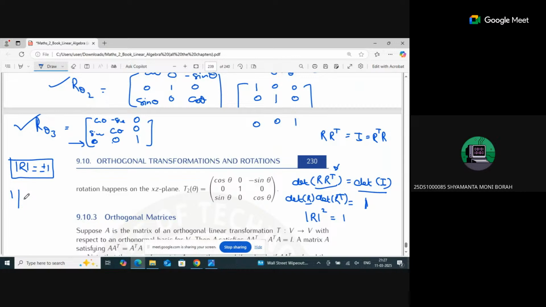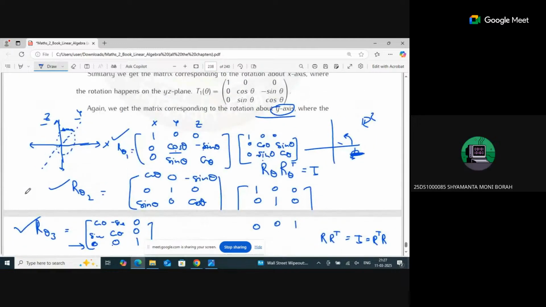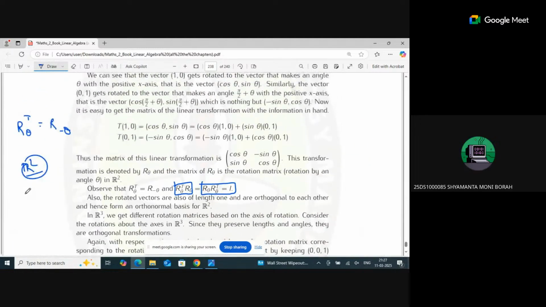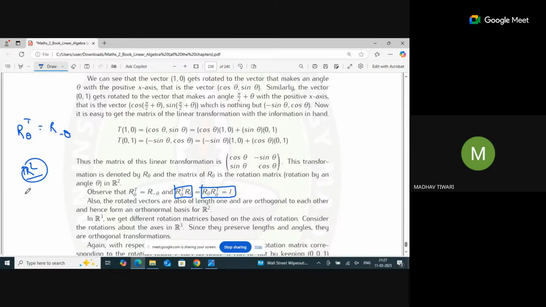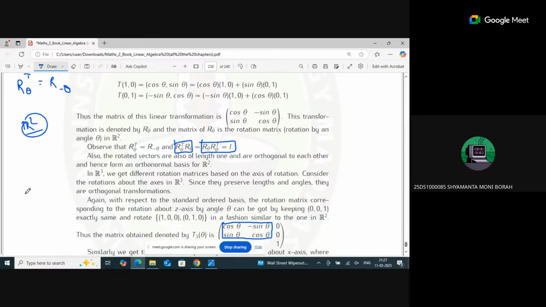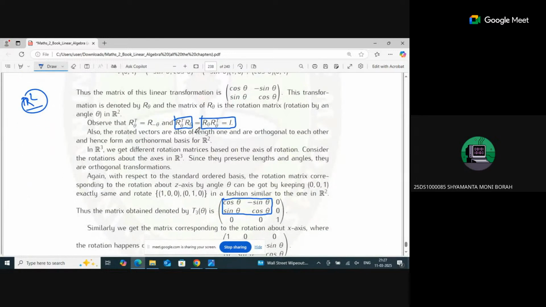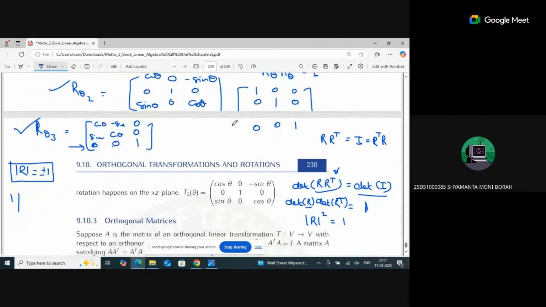Sir, just a second. Even in the case of, for example, a 2 by 2 matrix, then also determinant of R equal to plus or minus 1 is applicable, right? Yeah, you can check, it will be. Even for any orthogonal matrix, yes, we can take 1, 0, 0, minus 1. Yes, we can do that. Okay, so let's move on.